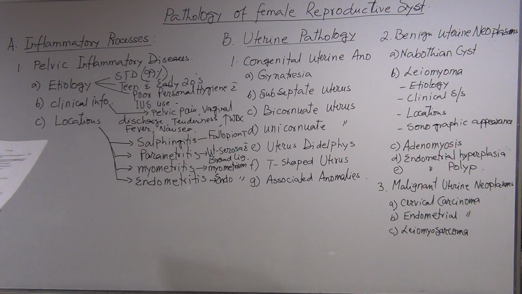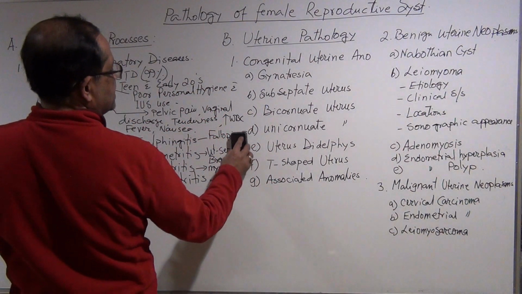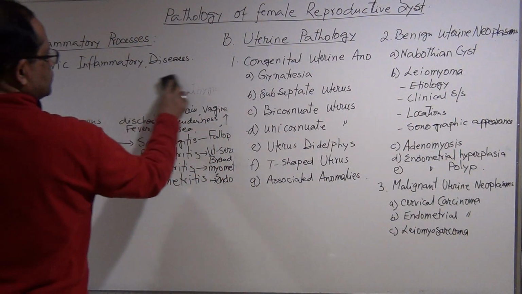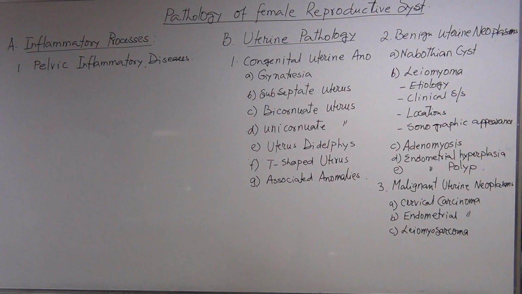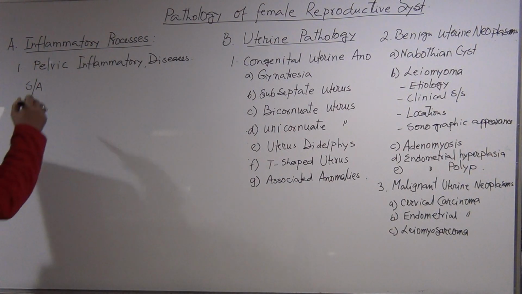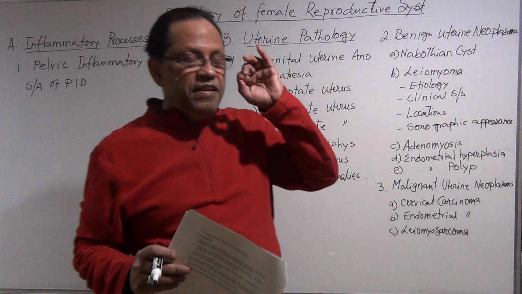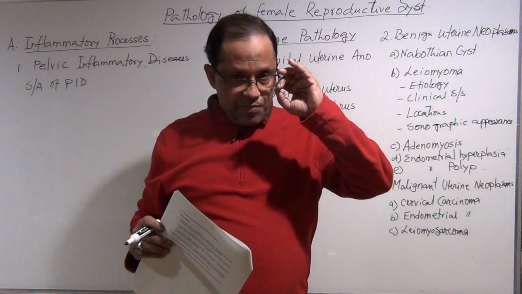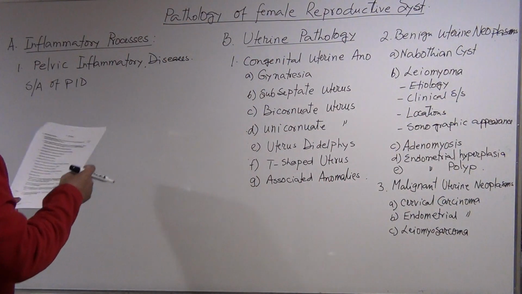So now I will discuss the sono appearance, okay? The sono appearance of pelvic inflammatory disease, PID. So as we understood, it could infect the fallopian tube, myometrium, endometrium, broad ligament, ovary. So let me go one by one.